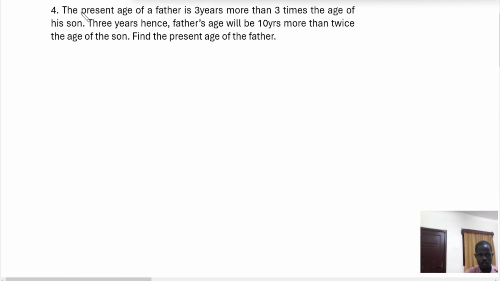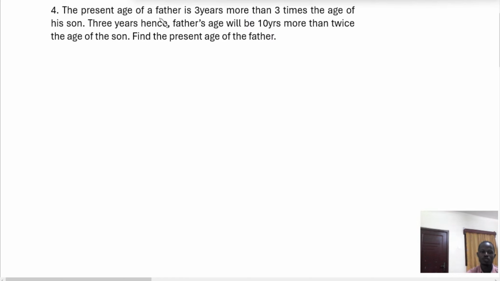So let's read this question. It reads, the present age of a father is 3 years more than 3 times the age of his son. 3 years hence, father's age will be 10 years more than twice the age of the son. Find the present age of the father. We don't know the age of the son, but we are told that the father is 3 years more than 3 times the age of his son.